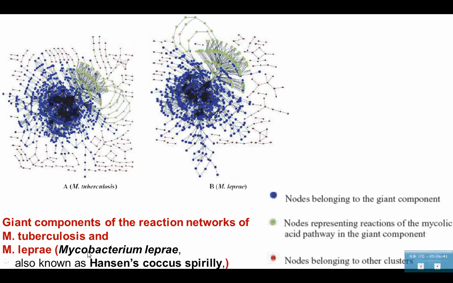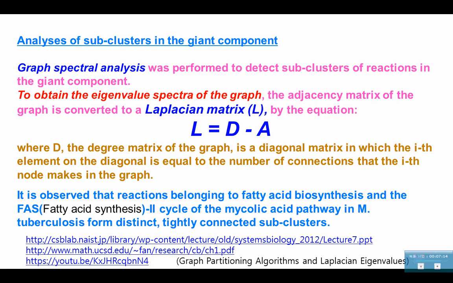Here, this is Mycobacterium leprae, also known as Hansen's coccus spirale. And this one is about Hansen's disease, and that one is about tuberculosis. Okay. Anyway, these are the kind of examples where matrix theory and graph theory were used in analyzing problems other than mathematics.